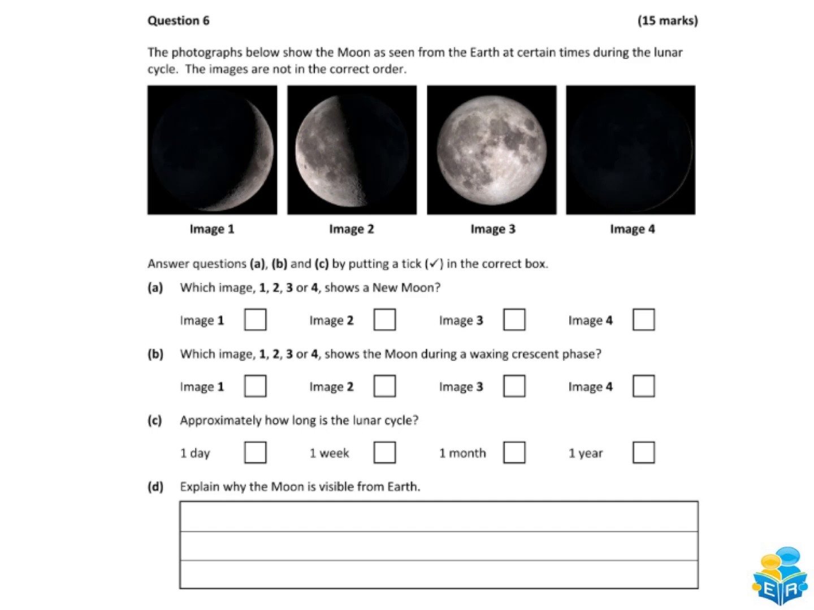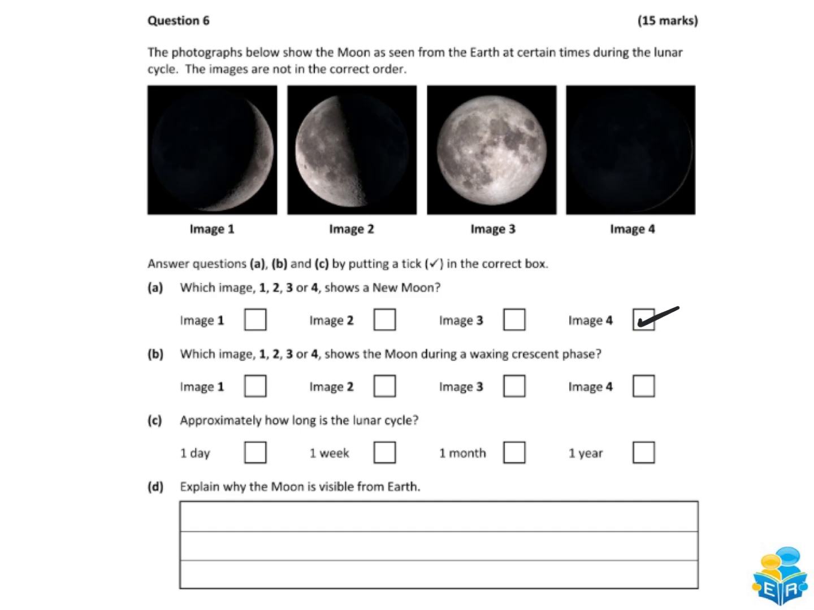So the photographs below show the moon as seen from the Earth at certain times during the lunar cycle. The images are not in the correct order. Answer questions A, B, and C by putting a tick in the correct box. So which image, 1, 2, 3, or 4, shows a new moon? So a new moon is where we can't see it. The full moon is where we can see it all. So the one here where we can't see it is image 4.